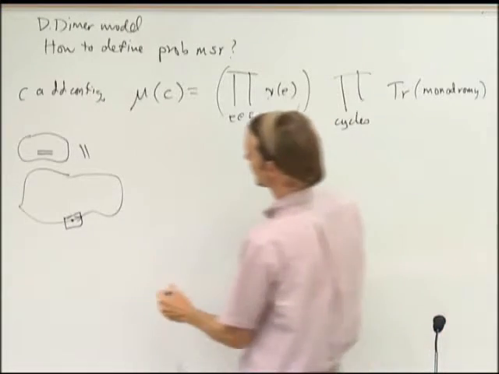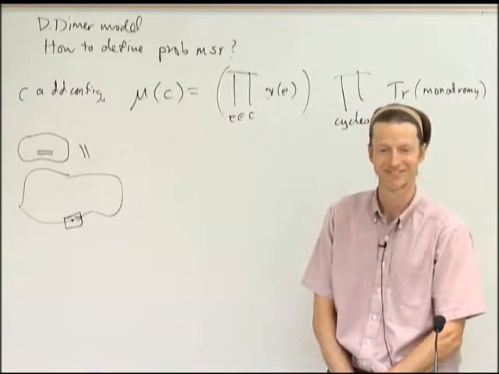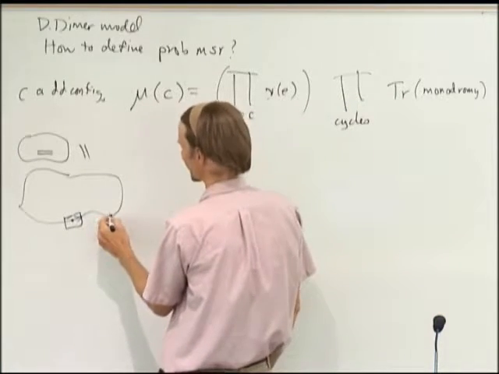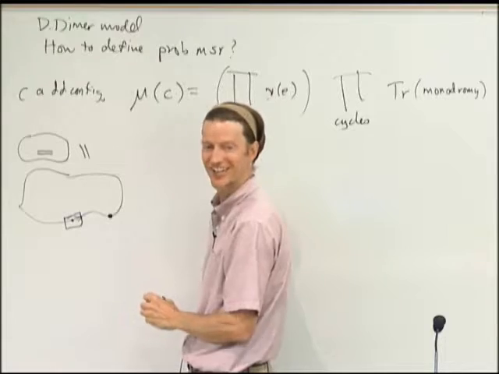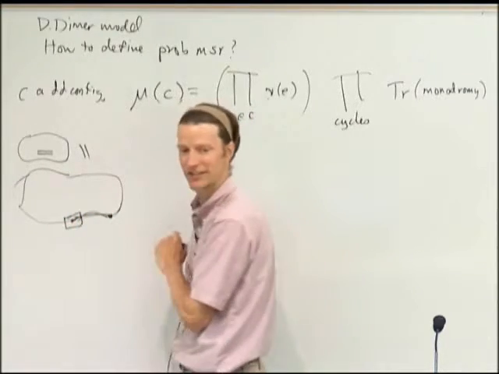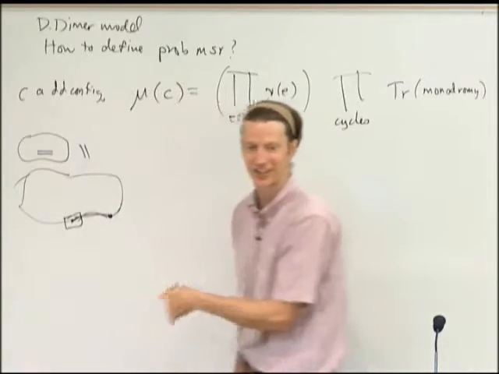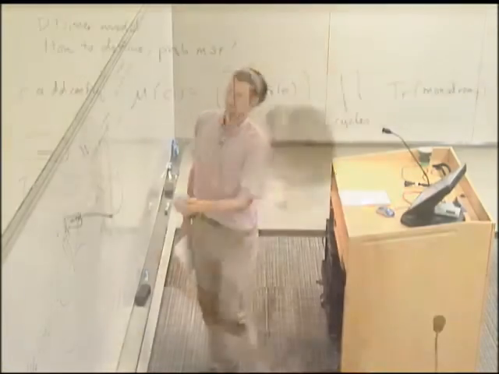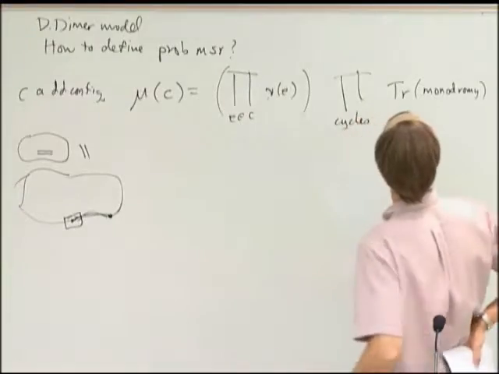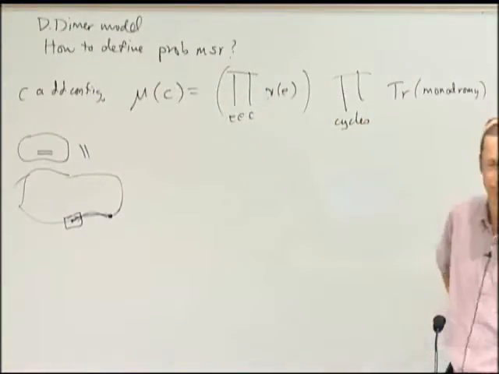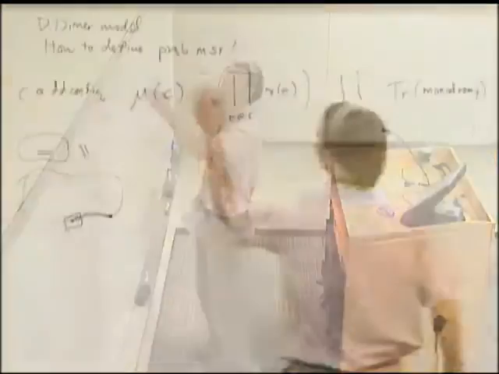Why doesn't it matter where I start? Well, suppose I started here instead. It's just conjugation, right? I go here, take this product, and then I go back. That's just conjugating, and trace is invariant under conjugation. So it doesn't matter where I start. All right, that's the definition. Oh, and one over the partition function.